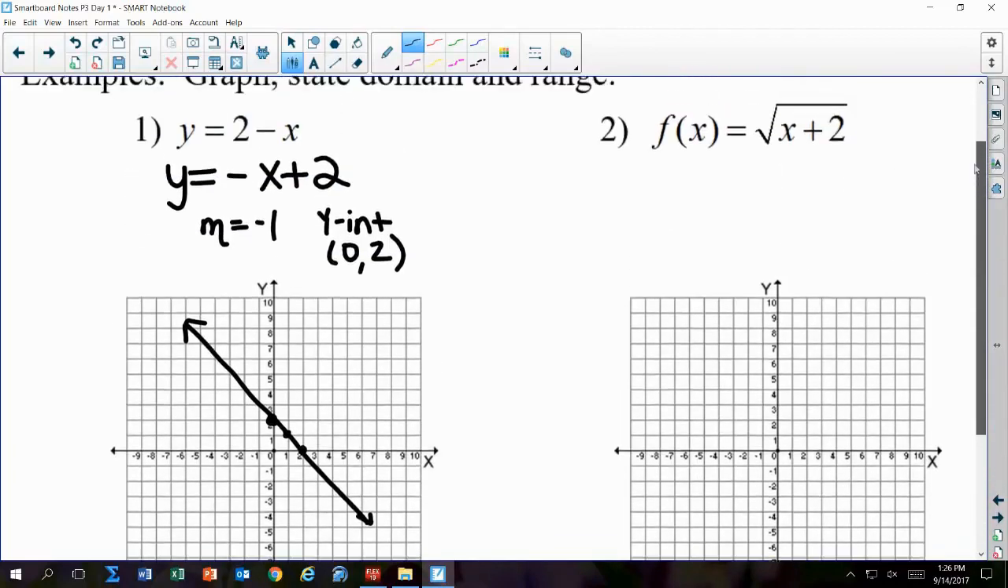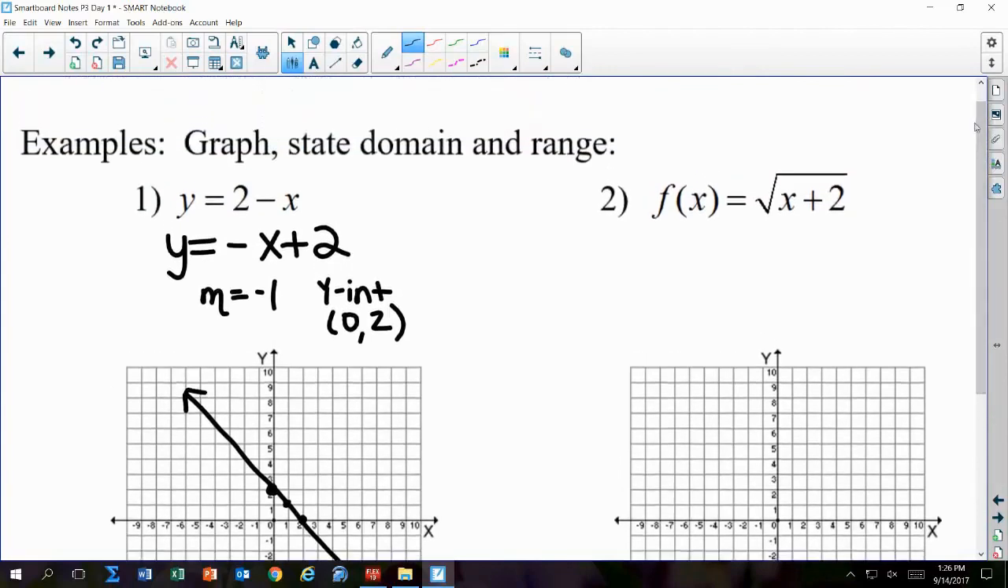Looking at the second example, we have radical x plus 2, the square root function. What does just the regular square root of x function look like? Show me the shape of it here. It's like my wrapper function. So we know what that looks like. It looks something like this, where we have a starting point at 0, 0, and it kind of comes up like that. Right? So what would x plus 2 do to the graph?